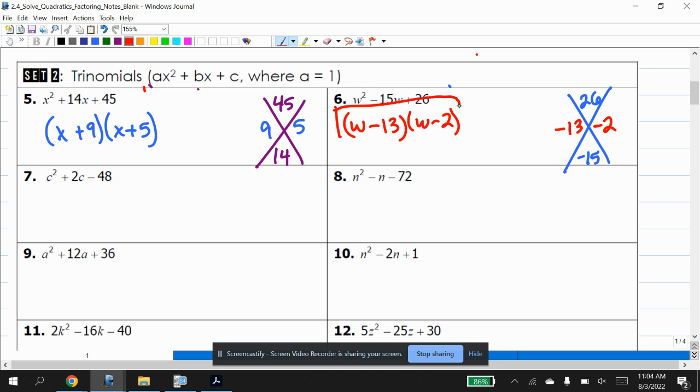And you will catch me trying to swap letters to X's a lot. Normally we'll see X's in there, but they can use whatever variable they want to there. Okay? Let's do number 7.